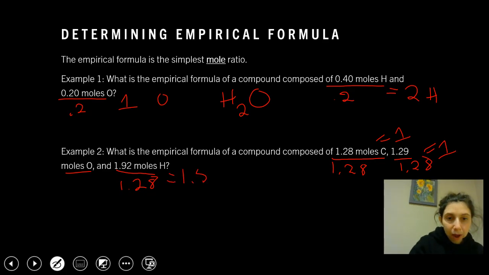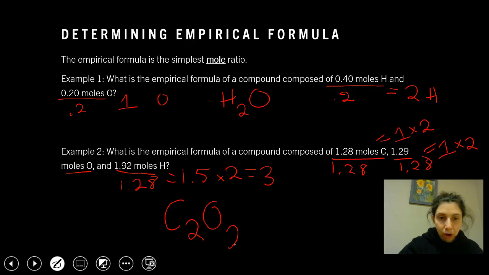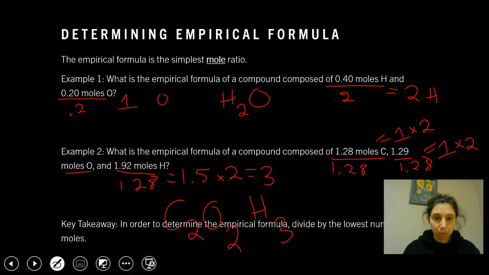Well, 1.5 is right in between 1 and 2. So we don't want to round it because that would give too much error because it's really right in between two different numbers. So what we're going to do is we're going to multiply this by 2. If we multiply 1.5 by 2, we get a whole number. We get 3. But what we do to one, we have to do to the other. So we're going to multiply each of these by 2. And so now we're going to have 2 moles of carbon, 2 moles of oxygen, and we'll have 3 moles of hydrogen. So that is our empirical formula.